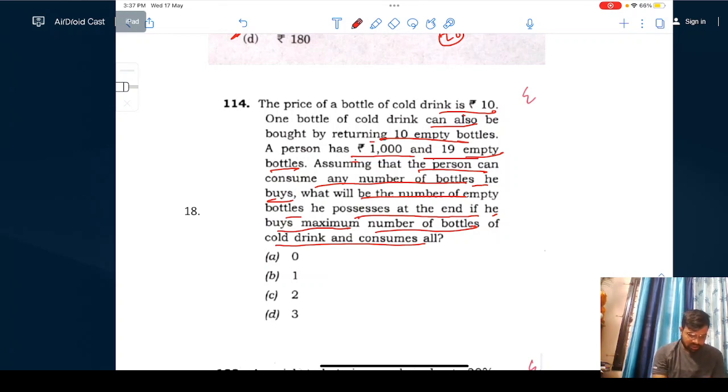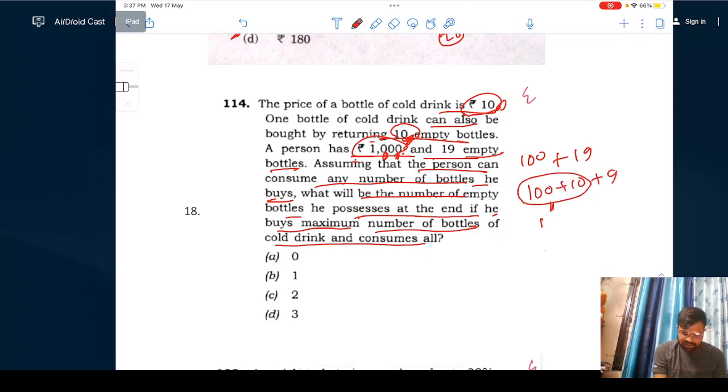So see, initially out of these 1000 rupees, one bottle is costing 10 rupees. So how many bottles is he able to buy? He is able to buy 100 bottles, and he already has 19 empty bottles. Now this can be written as 100 plus 10 plus 9. This is 110. These are the bottles.